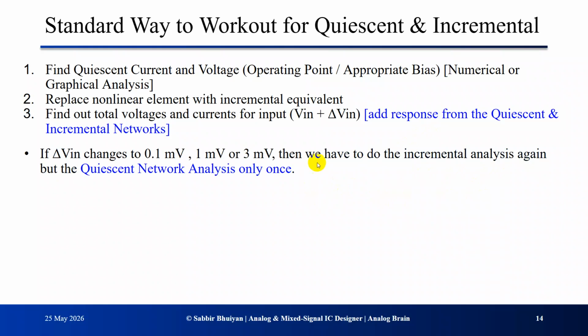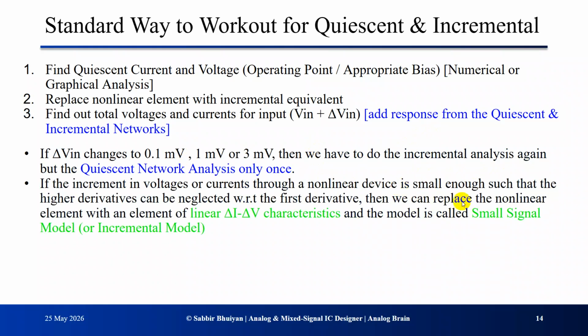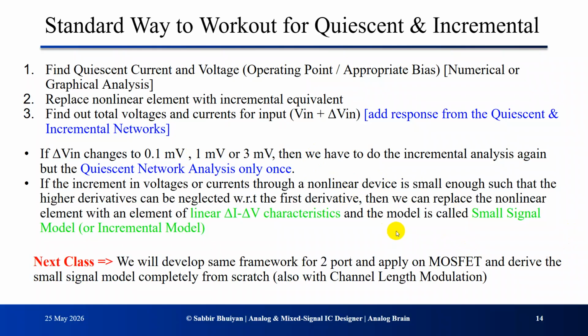Now notice something important. If the signal amplitude changes significantly, incremental analysis must be redone. But the DC operating point analysis usually remains unchanged unless the bias changes. This is why designers separate DC analysis and AC small signal analysis.